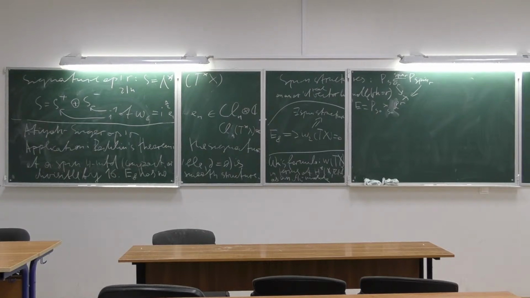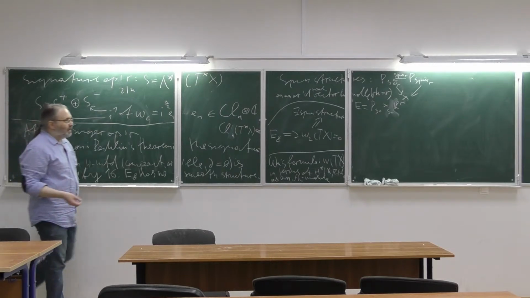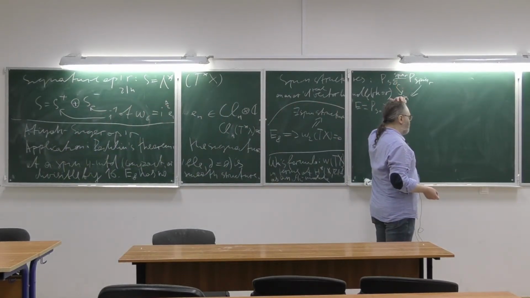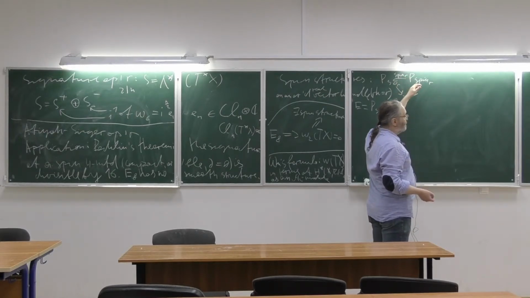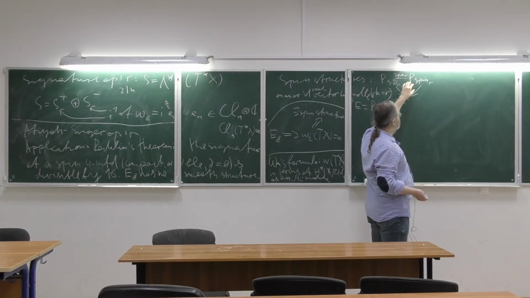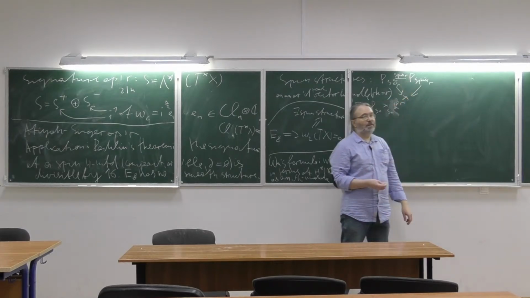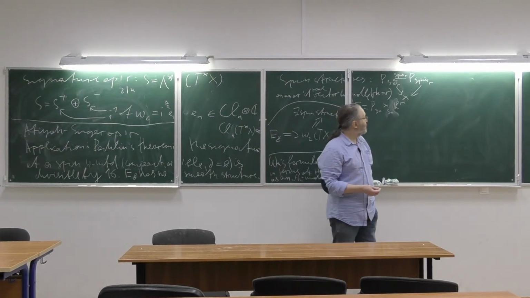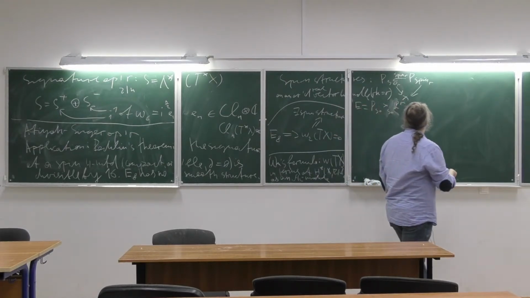So what this means is the map needs to be equivariant with respect to the action of Spin(R). Okay, now let's briefly see where.